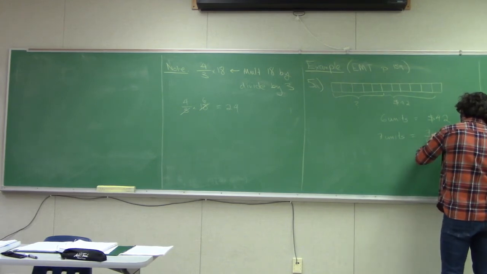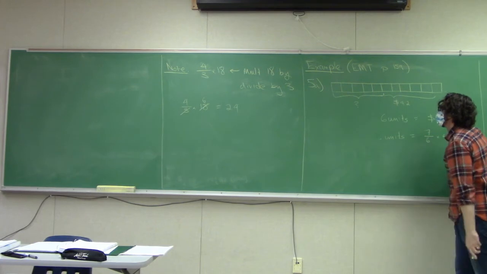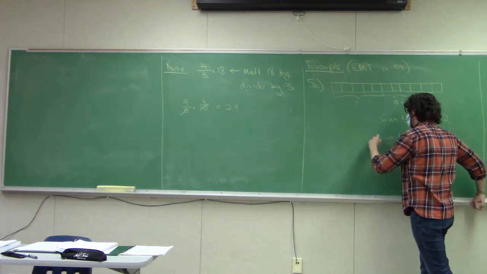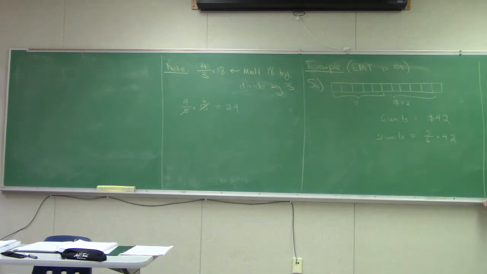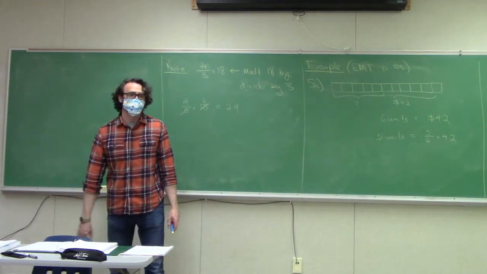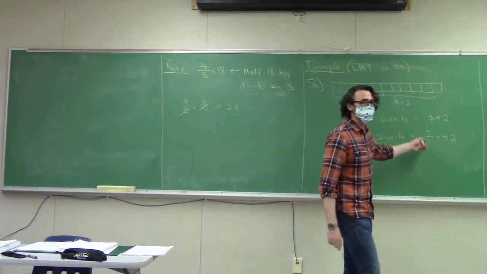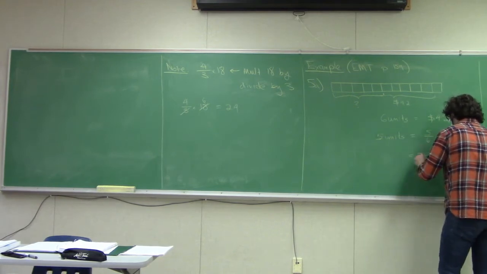7/6 times 42. Okay, you're going to divide by 6. About that, 1, 2, 3, 4, 5 units. 5/6 times 42. Okay, so you're going to divide by 6, multiply by 5. And we could express that with a fraction like this. So we get 35 there.